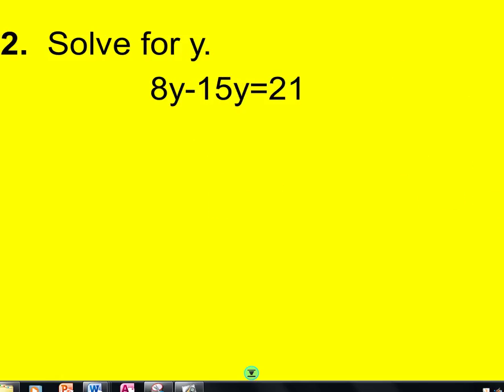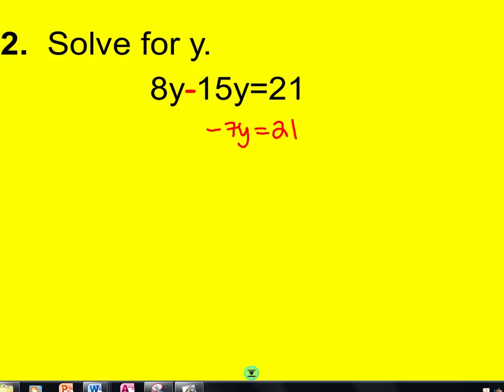So question 2. We're solving for y this time. It says 8y minus 15y is equal to 21. So I need to subtract. I know that I have to simplify my terms before I can solve. So 8y take away 15y is equal to negative 7y. So negative 7y is equal to 21.